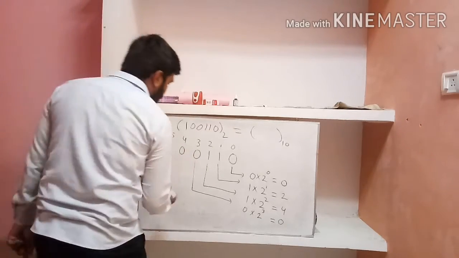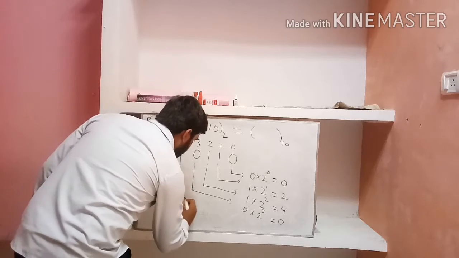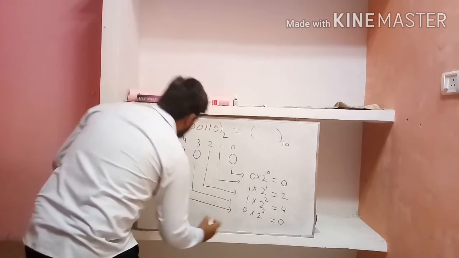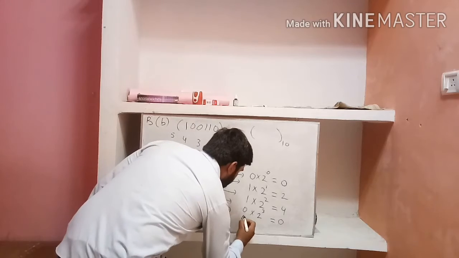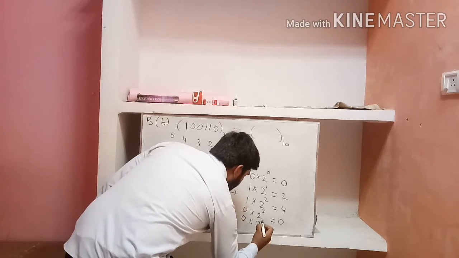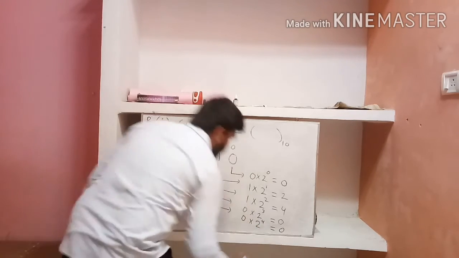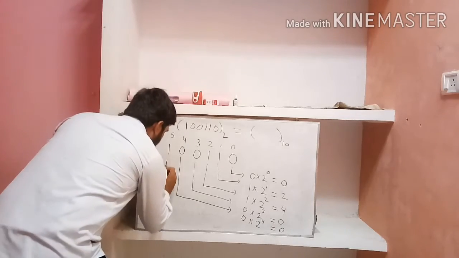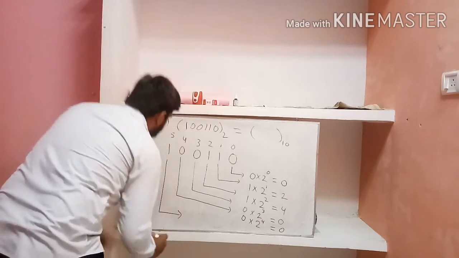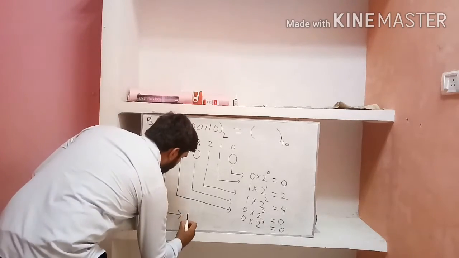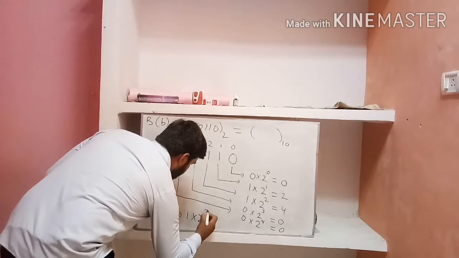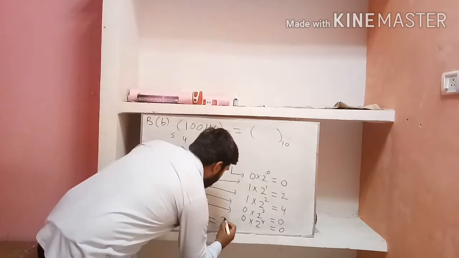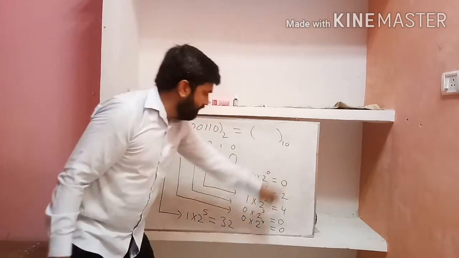Now again see the fourth one. This also you are going to get 0, because 0 multiplied by 2 to the power 4 gives you 0. Only this will give you some value. So this one is going to give you 1 into 2 to the power 5. Now 2 to the power 5 value is 32. 32 multiplied by 1 gives you 32. Now you add all these values.